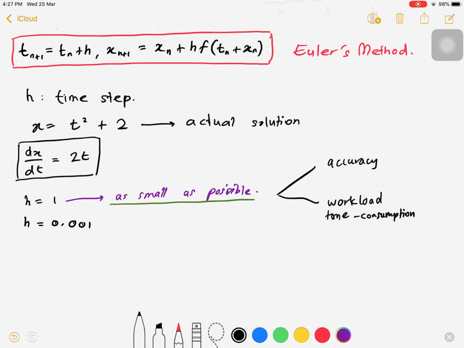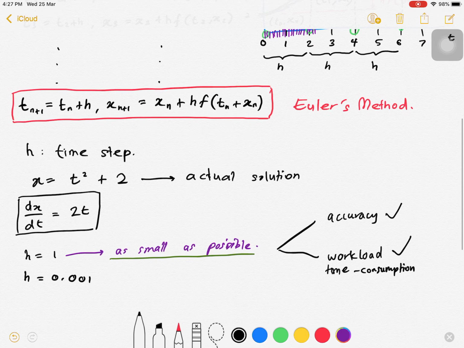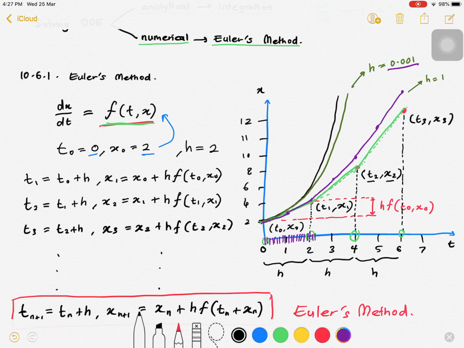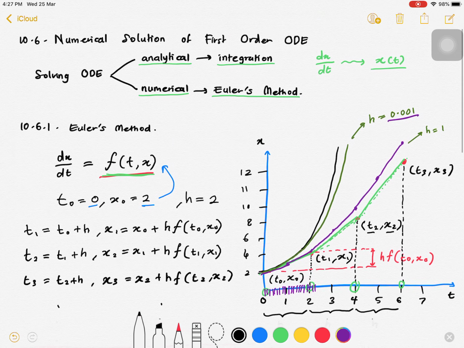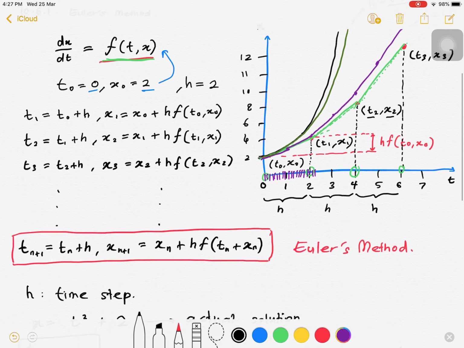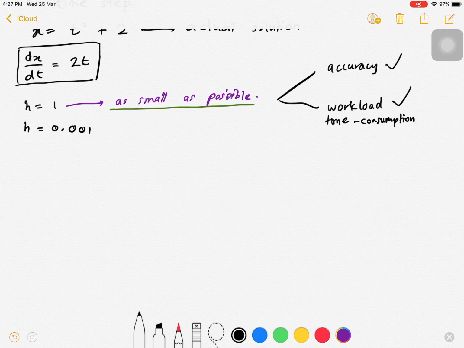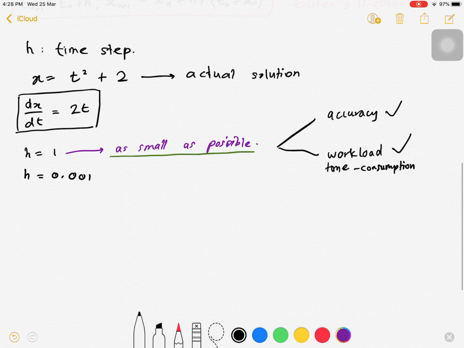So we need to consider these two, and we need to find a value of the time step that is not too big and at the same time not too small. So we need to find the balance. So I think that is some input about the numerical solution. Hopefully you understand that. So now we can go to the next example, so that you can apply this and have more understanding about this topic.